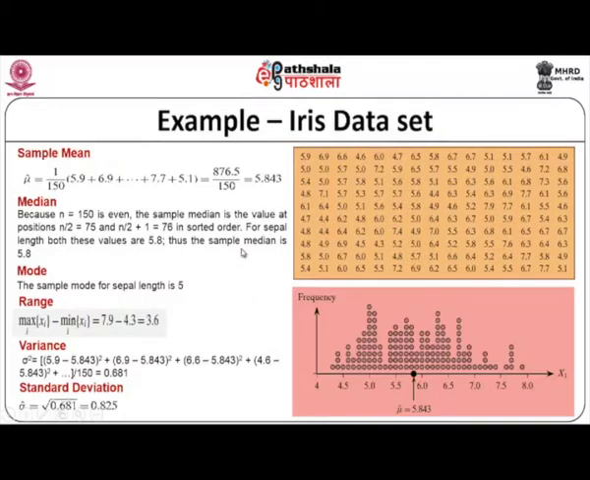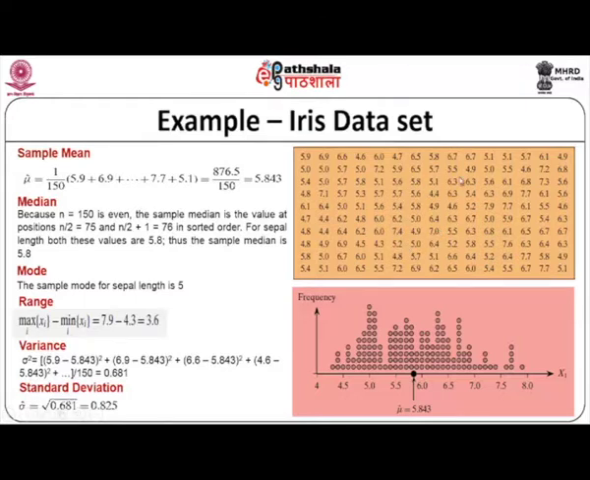The iris data set actually provides detail about sepal length, sepal width, etc., and this is a data set that is already available over the web. So let us take this iris data set. A sample of the iris data set is shown in this chart. The values 5.9, 6.9, 6.6, 4.6 and so on are nothing but the sepal length which is available as part of the iris data set.